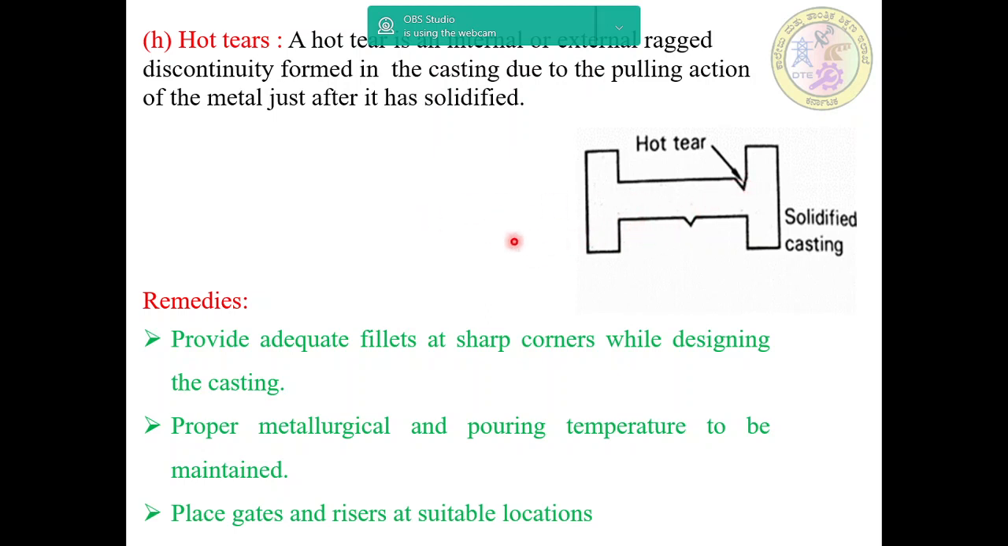And now to rectify these hot tears, these are the remedies. Provide adequate fillets at sharp corners while designing the casting, and proper metallurgical and pouring temperature to be maintained. This is another remedy. And then place gates and risers at suitable locations. These are the remedies to overcome these hot tears.